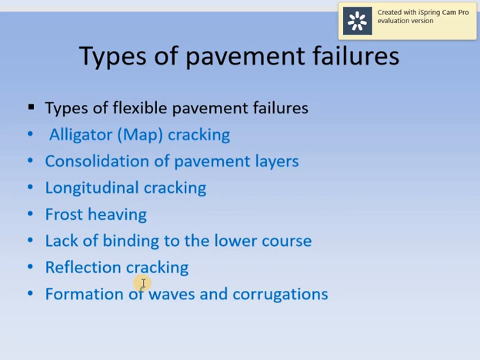Different types of failure encountered in flexible pavements are as follows. The very first one, alligator crack or map cracking, which is also called fatigue failure. Next are the consolidation of pavement failure, longitudinal cracking, frost heaving, lack of binding to the lower course, reflection cracking, formation of waves, and corrugation. Apart from these, there are two or three more failures: shear failure cracking, bleeding, and pumping. Okay, so let us discuss one by one.